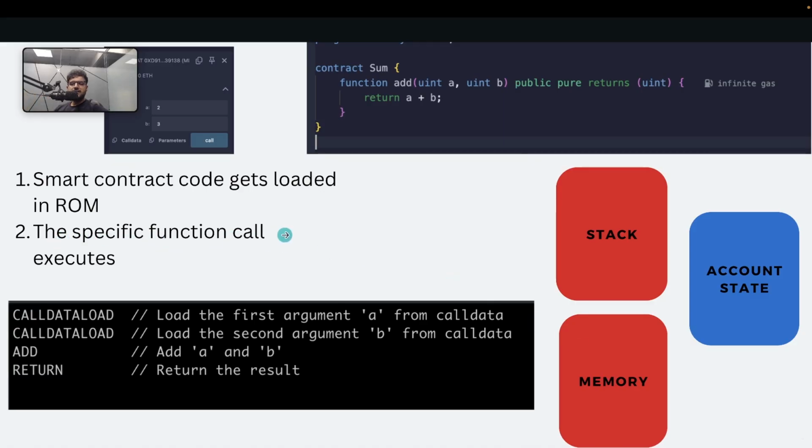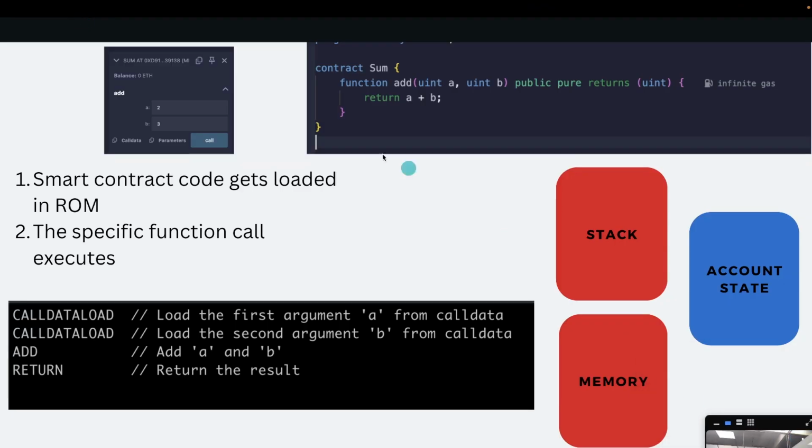The specific function call executes. Let's say the function that I called is a simple add function. This is my contract. Simple add function over here. It has a bytecode. I call the add function over there. When I call the add function, the opcodes that are running will look something like this. Here we will learn a little bit about the opcodes.